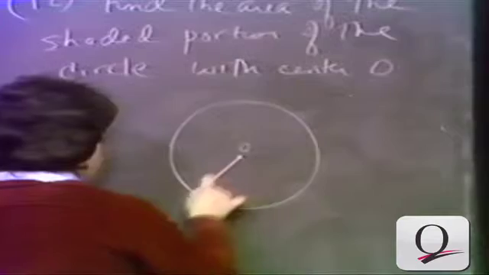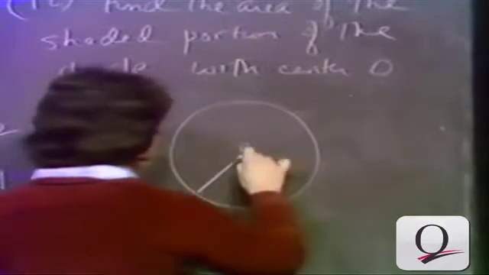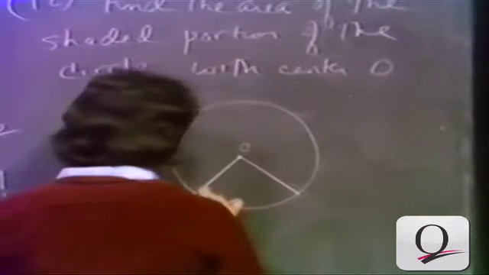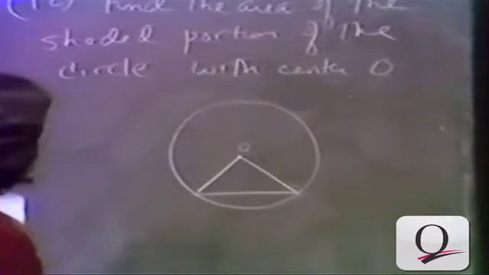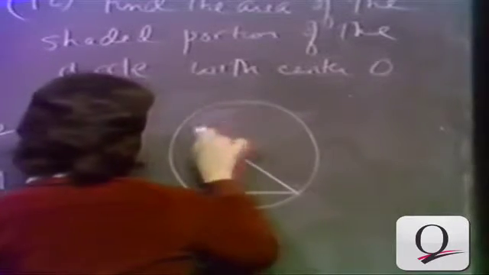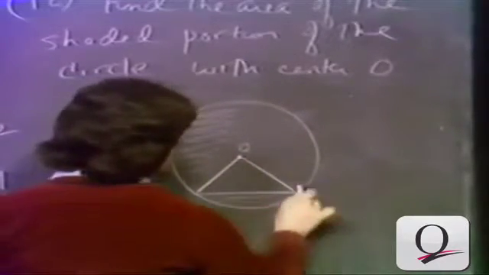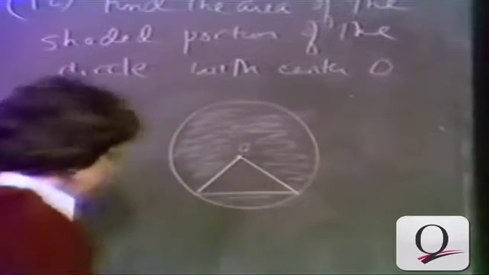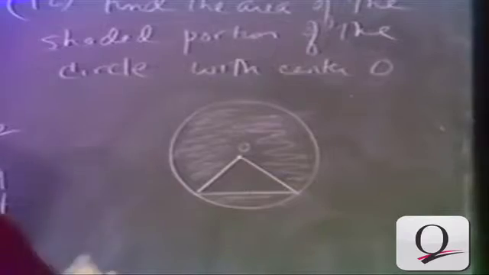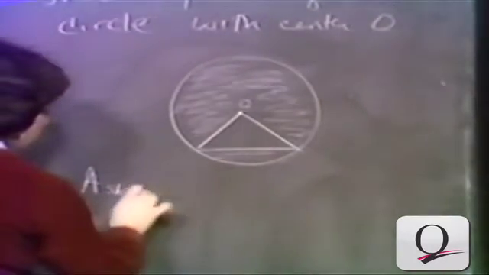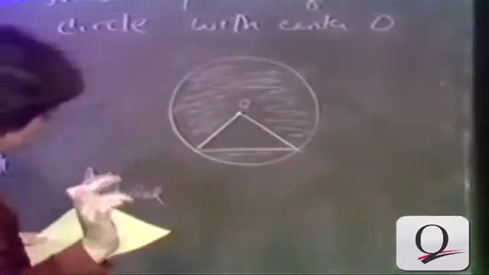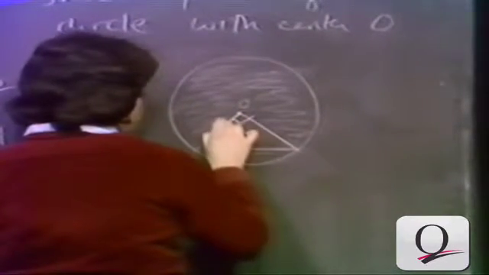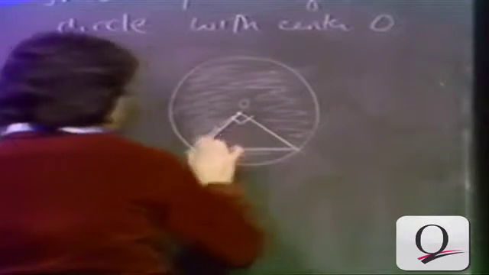And we're given the following. We want to find the area of the shaded portion of the circle. They also told us that this is a right angle and the length of the radius here is 6.